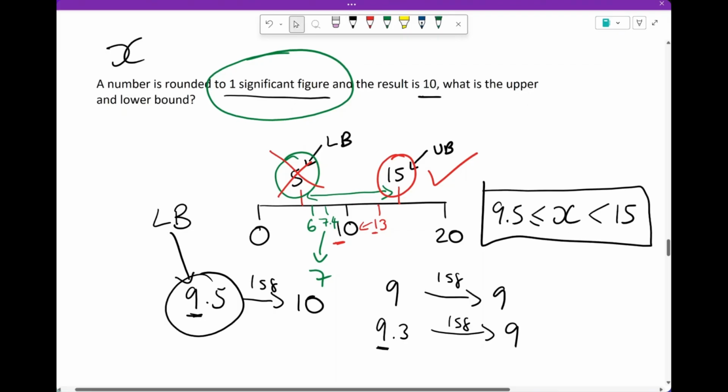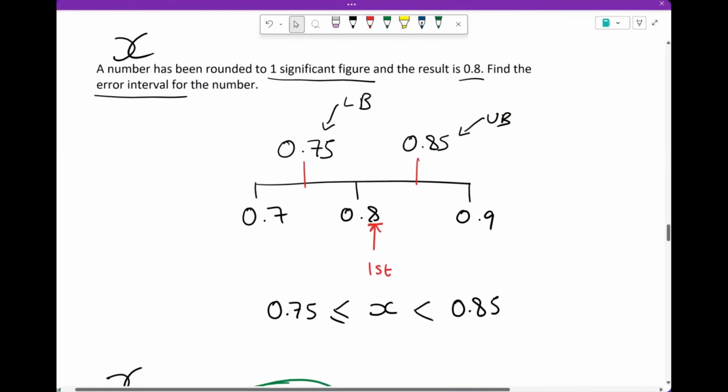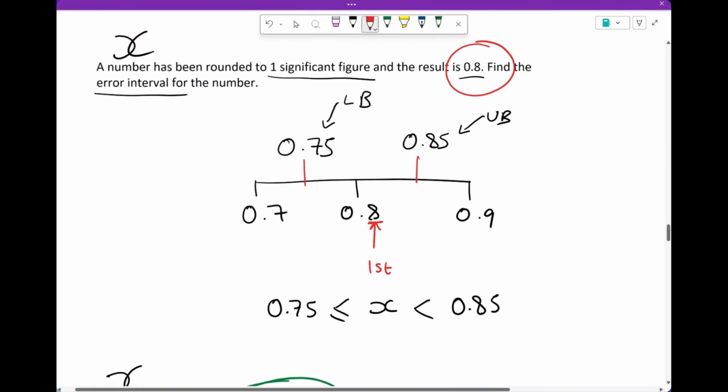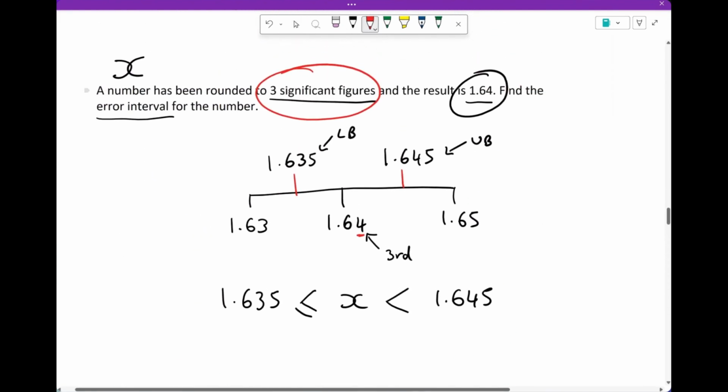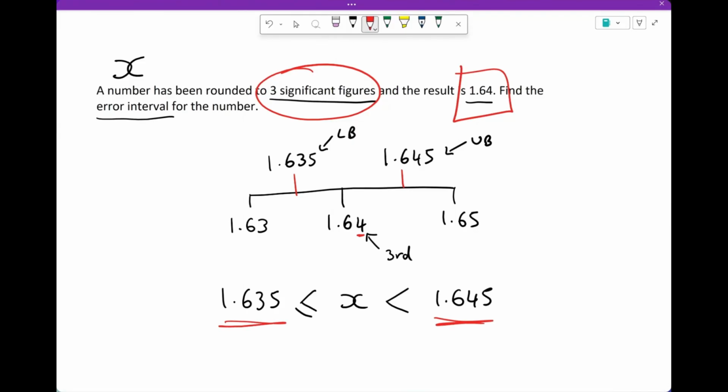So our answer here looks a little bit different to our previous error intervals that we've been dealing with so far. If I scroll back to the previous question, our initial number here was 0.8. Now if we look at my upper bound and my lower bound, these are symmetric about 0.8. They both have a difference of 0.05. Now if we go back another question, if we look at the number we're initially working with, the 1.64, our upper and lower bound are once again symmetric about that number. They are both 0.005 away from the 1.64.